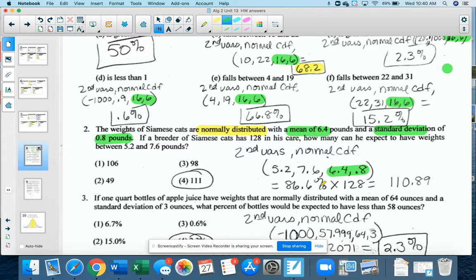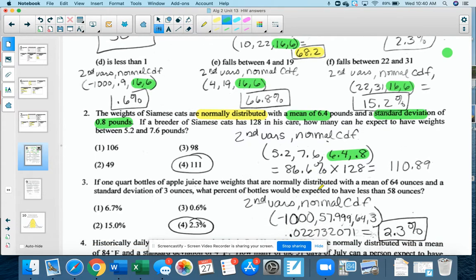I want to know how many. I don't want the percent. I have 128 cats. So I take that 86.6% and I multiply it by 128, and that gives me 110.89, and that gets rounded to 111 cats.